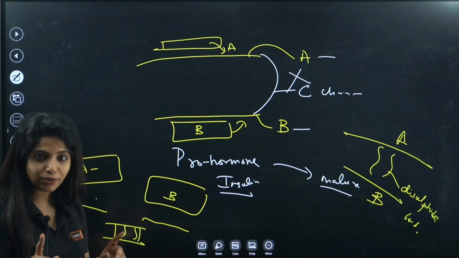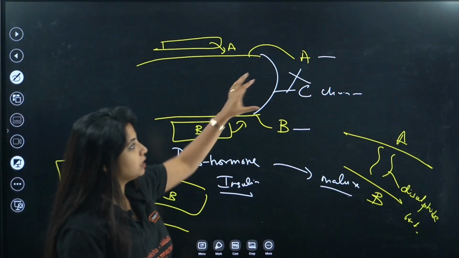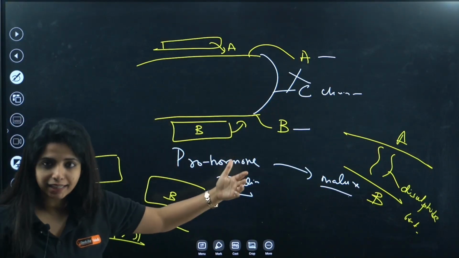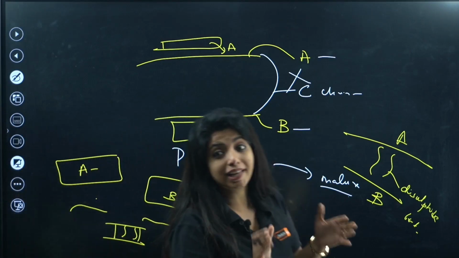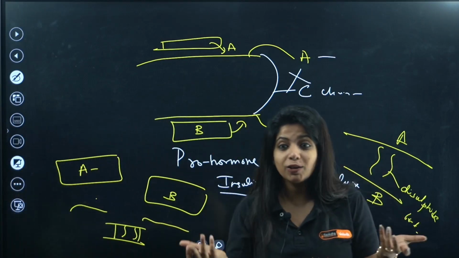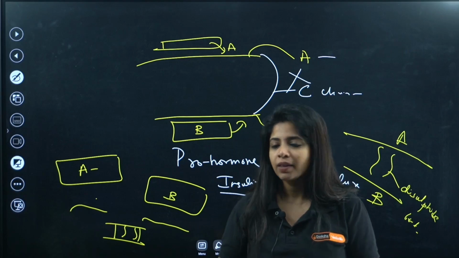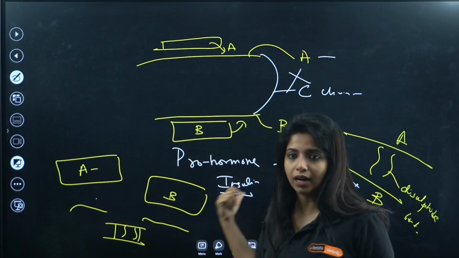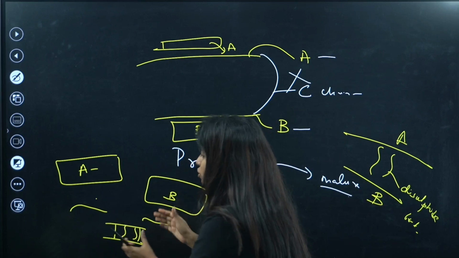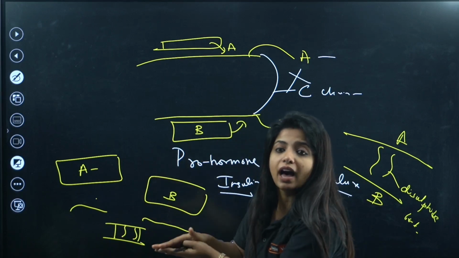I hope you understood. In our body's machinery, the C chain is removed easily, so that is not a problem. But whenever you insert the gene into another organism, such as E. coli, which is a transgenic organism that you are going to use, you put the gene for A in one and the gene for B in another. Both will be produced, and then in laboratory conditions we have to mix them.